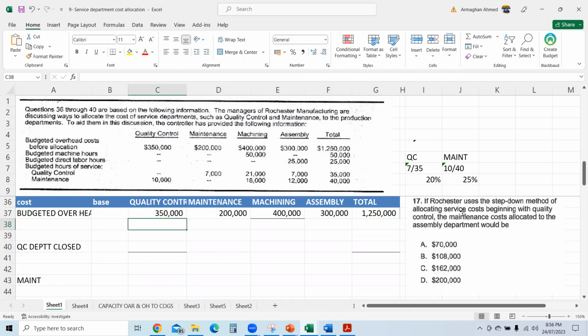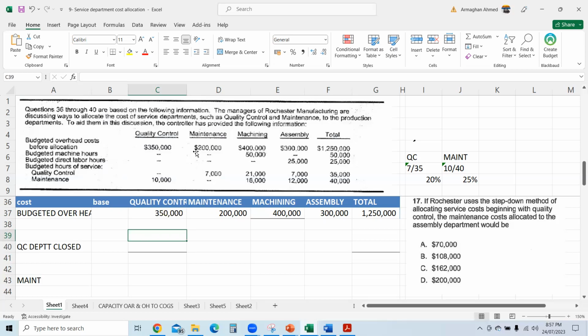If Rochester uses the step-down method of allocating service department cost, beginning with quality control, it means they have already given us which department to close first, right? The maintenance cost allocated to the assembly department. No worries, so we have to close quality control first. How will we do it? Quality control cost minus 350,000. We have to allocate it. How much will we allocate to maintenance?